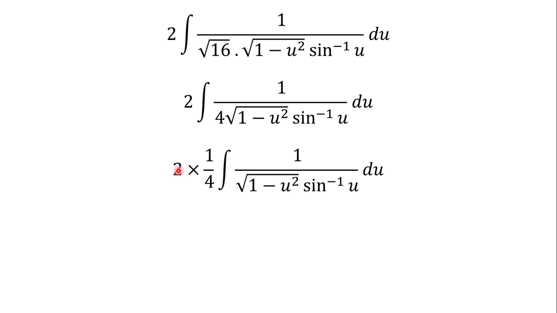Okay, here these 2 can go into this 1, 2. So here you're going to get 1 over 2. So you're going to get 1 over 2 times this one.